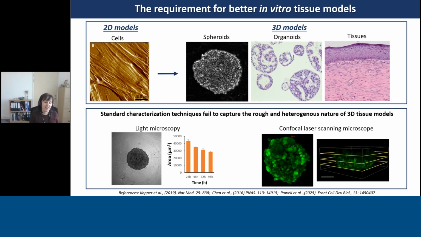However, standard characterization techniques fail to capture the rough nature of these 3D tissue models. Conventional light microscopy and fluorescent microscopy only capture a 2D image. And while confocal can capture a 3D image, it is limited by insufficient light penetration into these tissues due to the high cellular density. We also have to consider the biophysical properties of these 3D models due to the 3D structural configuration, because these cells are embedded in an extracellular matrix.